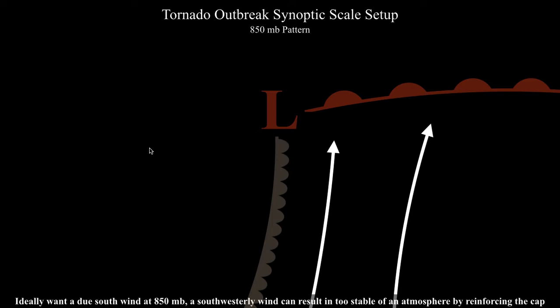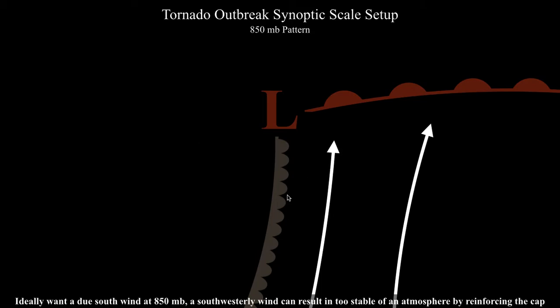And also you want ideally a lot of directional shear in the lowest 1 kilometer or so. And that would typically be, say, a southeasterly wind at the surface going to due south at around 850 millibars and then maybe going due west at around 500 millibars.